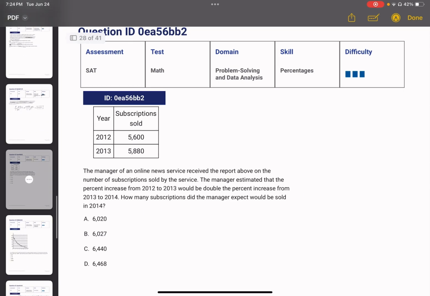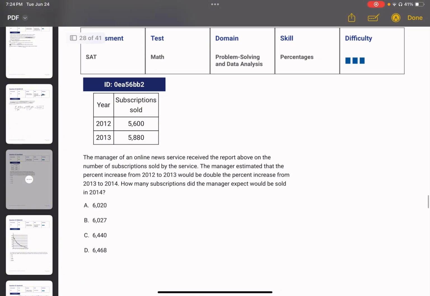Okay, final question of the day. This is the hardest one we've had in a while. So just a heads up. Years and then subscriptions sold, that's our chart. The manager of an online news service received the report above of the number of subscriptions sold by the service. The manager estimated that the percent increase from 2012 to 2013 would be double the percent increase from 2013 to 2014. How many subscriptions did the manager expect would be sold in 2014?